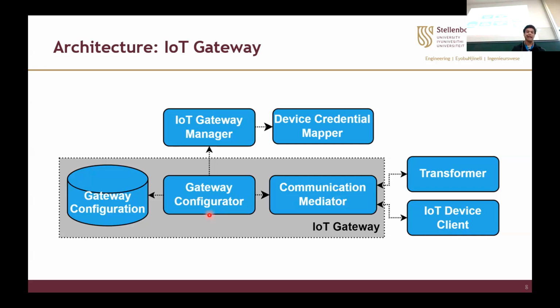In the IoT gateway is a gateway configurator, which can dynamically add or remove IoT devices from the respective gateway. And there's an IoT gateway manager, which is the central manager of all the different types of IoT gateways, to manage all the different types of IoT devices within the platform. And then lastly, there's a credential mapper, which supports the mapping of the digital twin's reference to the IoT-specific reference as well.